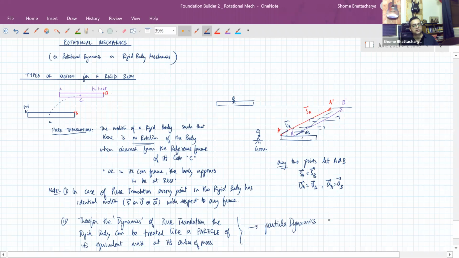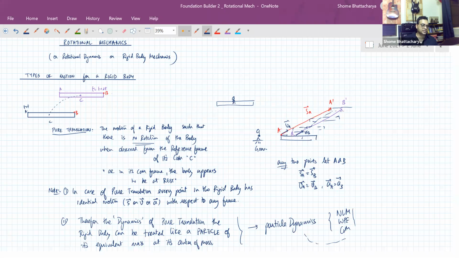And that's what we've learned till now. Newton's laws of motion, work power energy, system of center of mass concept, all this. This has all been with regard to particle dynamics till now. But now we are moving ahead. We'll see that this is not the only type of motion possible for rigid bodies. There is also motion of rigid bodies possible in which there is rotation involved. So in that we cannot apply particle dynamics anymore.